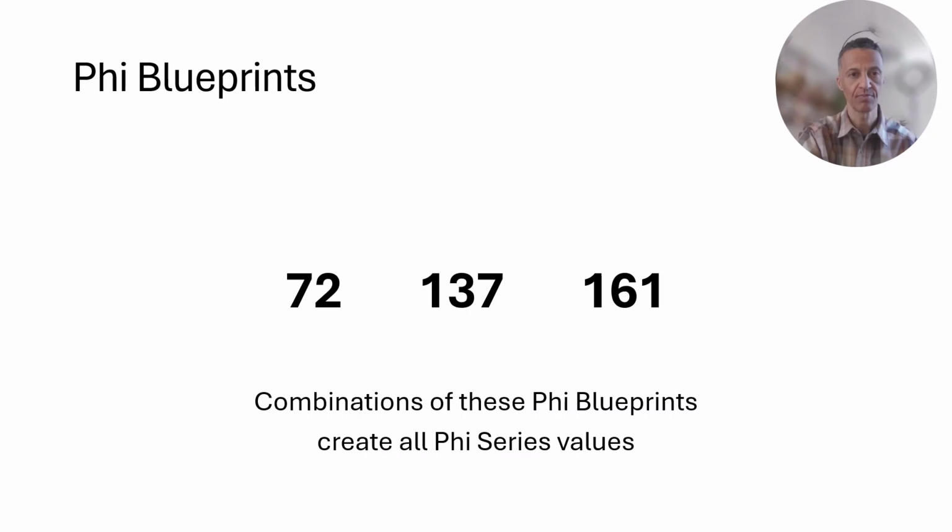So why don't I show you the very, very simple math behind how these blueprints form these numbers, the Fibonacci, the Lucas, and all the Phi series numbers, and then we'll wrap it up. Okay, so here we have the 3 Phi blueprints, 72, 137, and 161, which I spoke about earlier. And combinations of these three Phi blueprints create all Phi series.